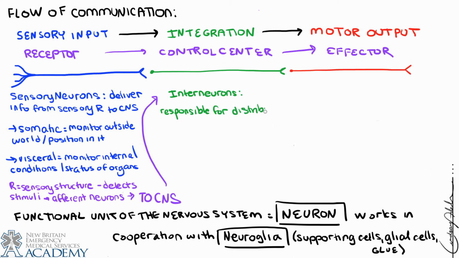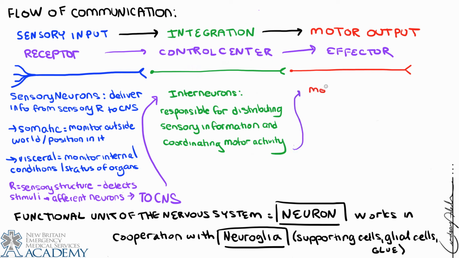but that's always going to be sensory, so we can think of those together. Now, in the CNS, we're going to communicate with interneurons, and interneurons can be found in the brain and the spinal cord. They're responsible for distributing sensory information and coordinating motor activity. These neurons will communicate with motor neurons, and motor neurons are responsible for carrying instructions from the central nervous system to peripheral effectors.